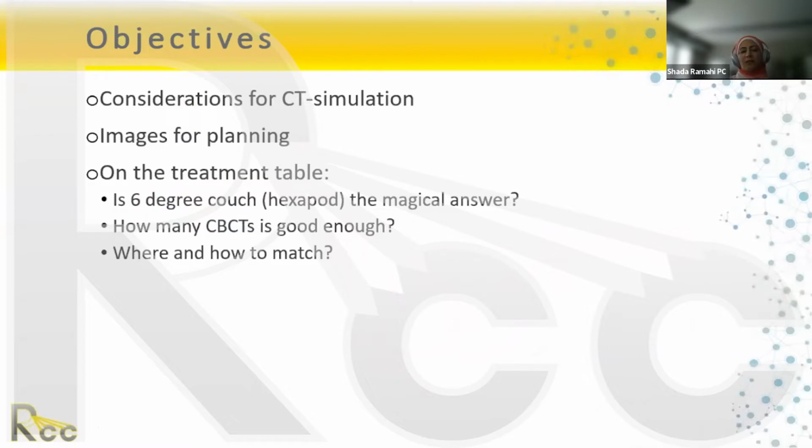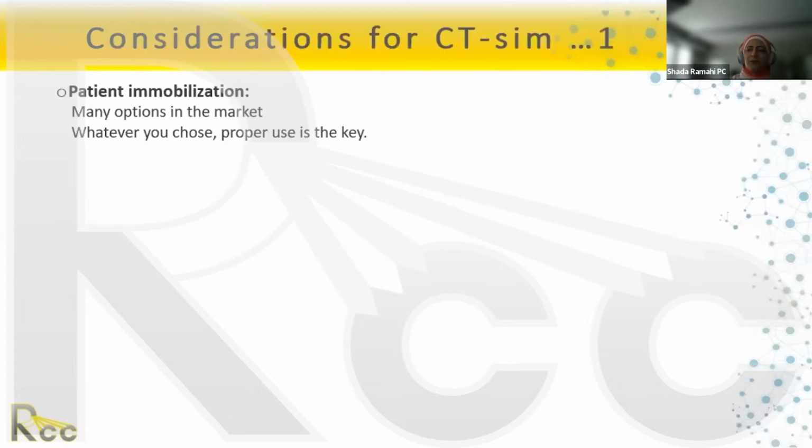A very common question that I always get asked, especially by the therapists, is why do we care about being so focused on immobilization if we have a 6-degree couch? Is this the magical answer? Do we need a 6-degree couch for intracranial as well as extracranial? The brain is well immobilized, it's not going anywhere. Can we do SRS without a 6-degree couch? All these questions are still being asked to this day, so we're going to go through them quickly.